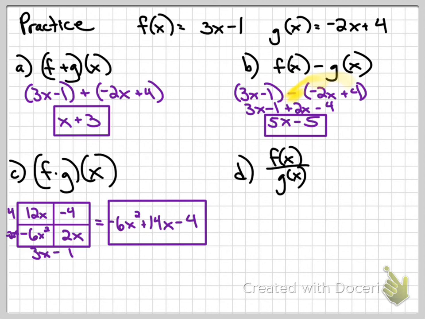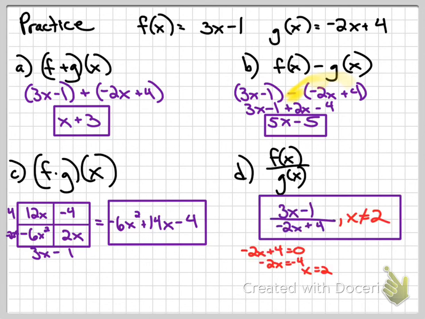Finally, D. Write the fraction correctly and see if you can get the entire answer correct for D. Okay, so I wrote equation F over equation G. Then I grabbed the denominator and set it equal to 0. I got x equals 2, so for my answer, x cannot equal 2. Make sure you include your restriction. Hopefully this helps you guys with combining functions.